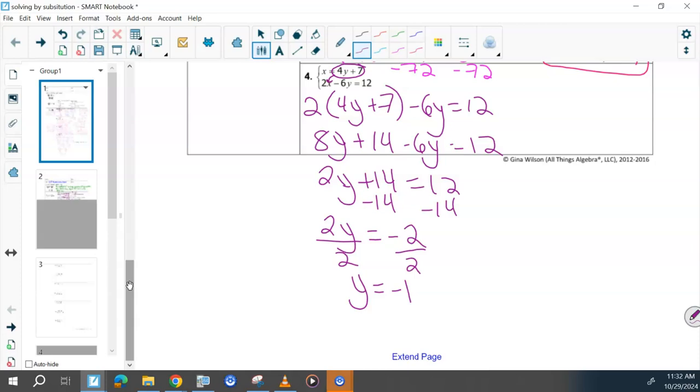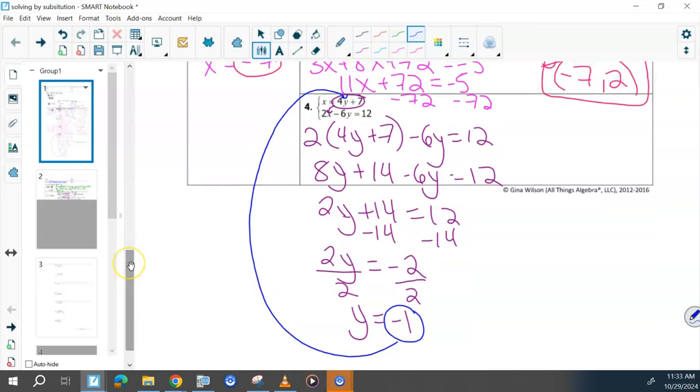So in this one we solve for y. Now we're going to go back and solve for x. Find our x value by taking that number and putting it back into our x equals where y is. So that would look like x equals 4 times negative 1 plus 7. And if we simplify that, our x value should be 3.